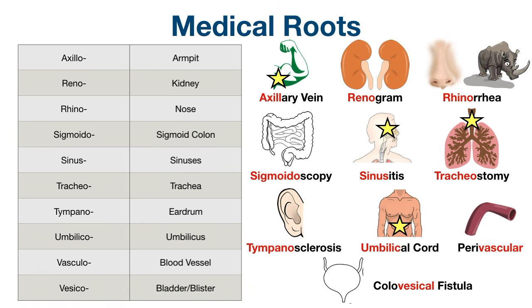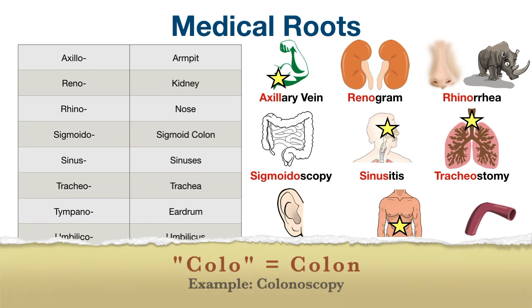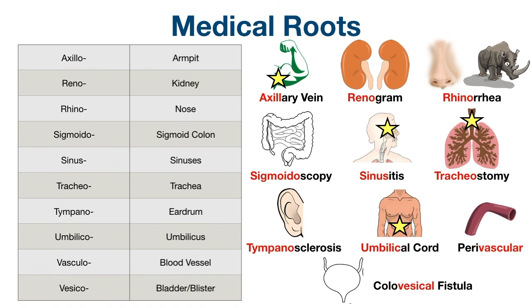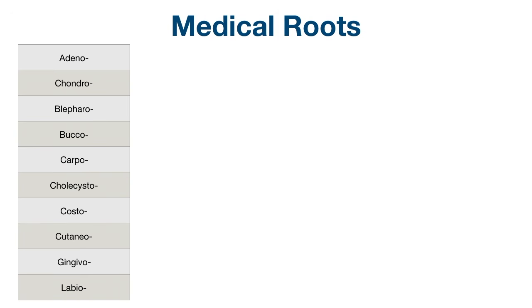Finally, we have vesico, which refers to the bladder. It can also mean blister as well. An example medical term is colovesical fistula, which is an abnormal connection between the colon and urinary bladder. This is a great example of 2 roots combined together. We have colo referring to colon that we learned in the last video, and we have vesico referring to urinary bladder. Let's move on to the next set of common medical root words. Hit pause in the video and see how many you can name.